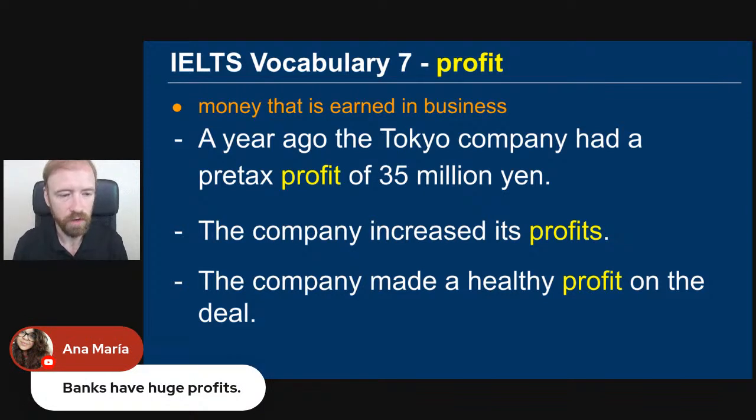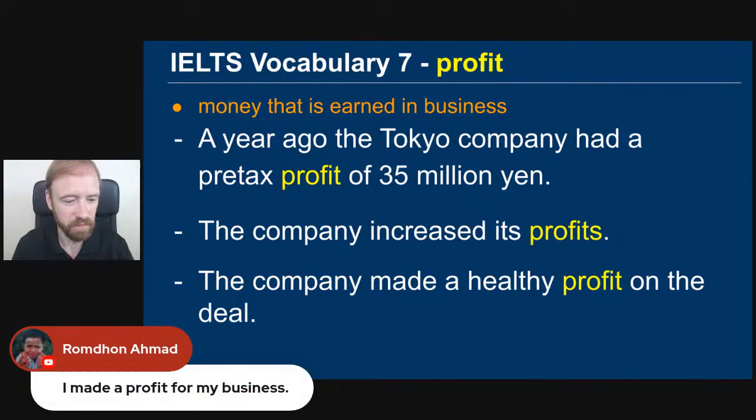Banks have huge profits. That is correct. And I would say, Anna, I would say banks have considerable profits. So you should have used your previous word. Banks have considerable profits. I made a profit for my business. I made a profit. My business made me a profit. I made a profit from my business, not for my business. From my business.